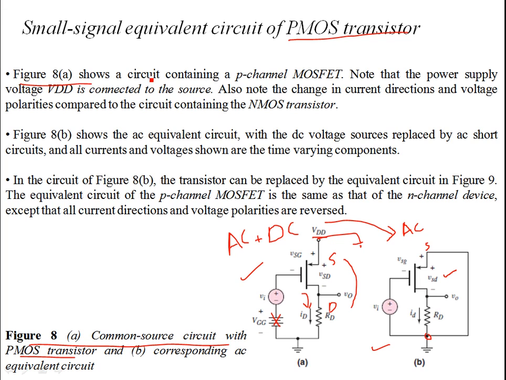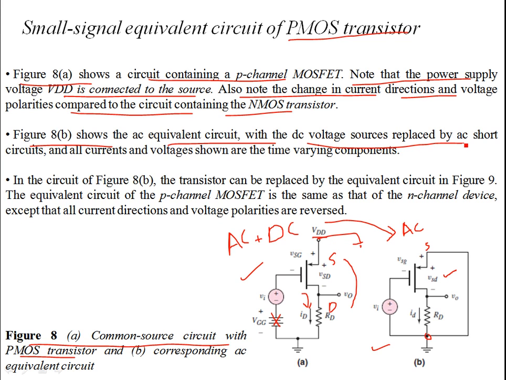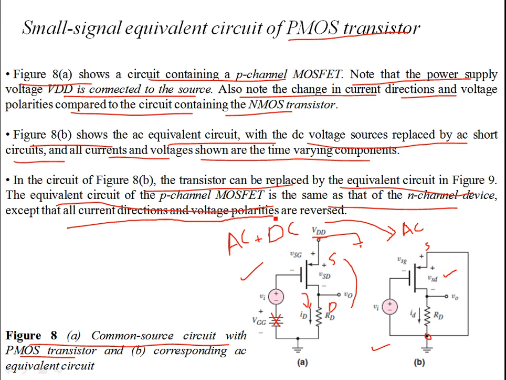Now figure 8A shows the circuit containing the P-channel MOSFET device. Note that the power supply VDD is connected to the source, so the source is at higher potential. Also note the change in the current directions and the voltage polarities compared to the circuit containing NMOS. Now figure 8B shows the AC equivalent circuit with DC voltage sources replaced by AC short circuits, and all the currents and voltages shown as time varying components. In figure 8B, the transistor can be replaced by the equivalent circuit in figure 9. This equivalent circuit of the P-channel MOSFET is the same as that of the N-channel device, except that the current direction and voltage polarities are reversed.